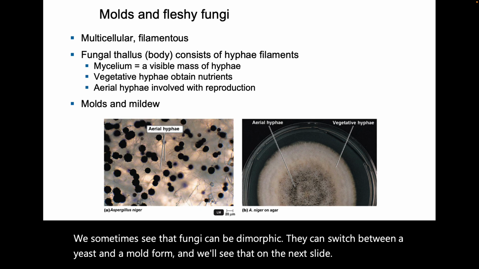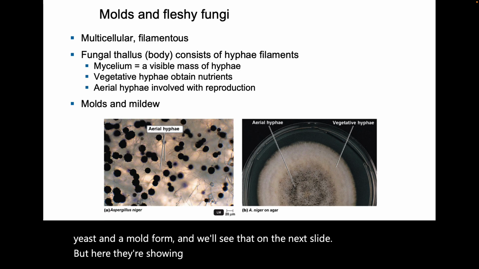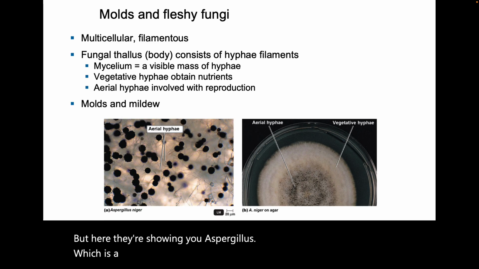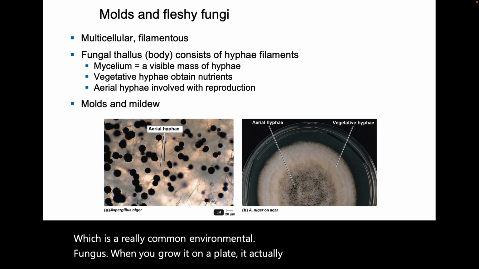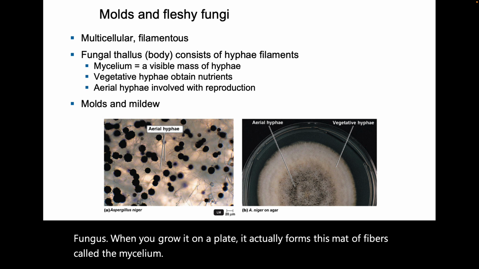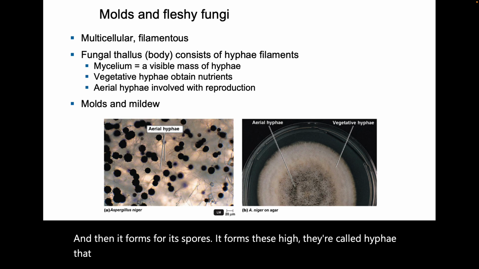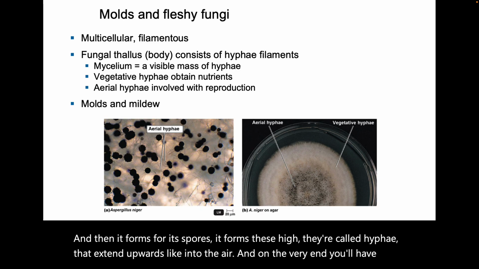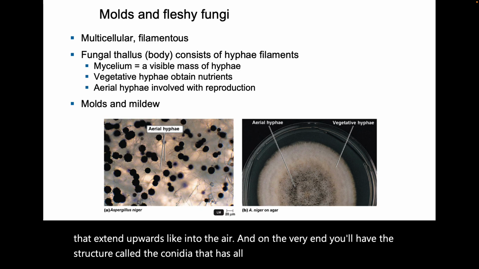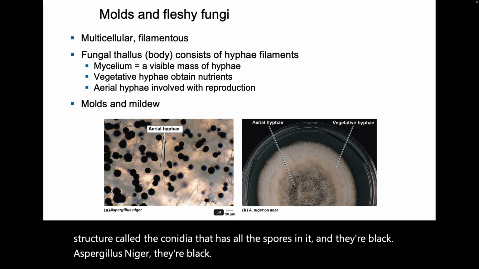But here they're showing you Aspergillus, which is a really common environmental fungus. When you grow it on a plate, it actually forms this mat of fibers called a mycelium. And then, for its spores, it forms these hyphae that extend upwards, like into the air. And on the very end, you'll have the structure called the conidia that has all the spores in it. And they're black. Aspergillus niger, they're black. They actually can grow pretty tall.